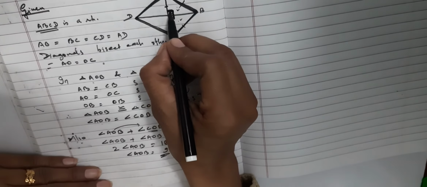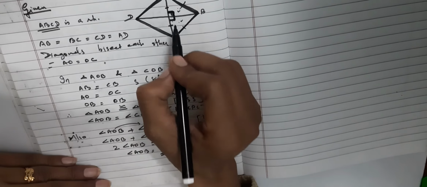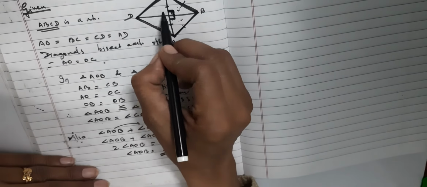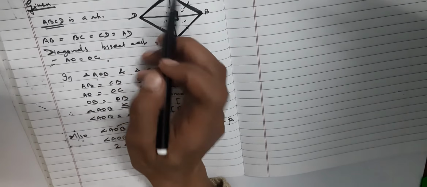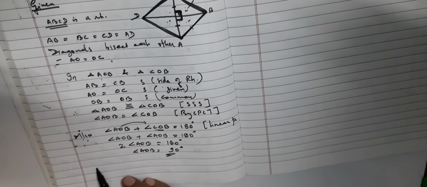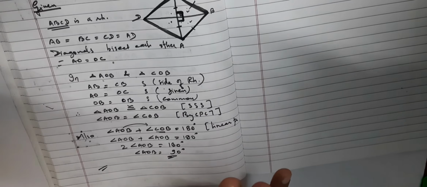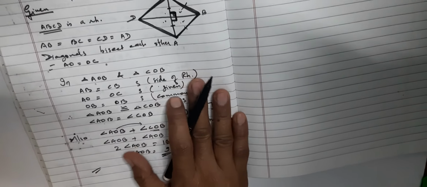It shows what? If this is 90, this is also 90. If this is 90, this is 90, this is 90, this is 90. And that is why we can say that diagonals of a rhombus are perpendicular to each other. Hence proved. So this is how we need to prove our theorems.